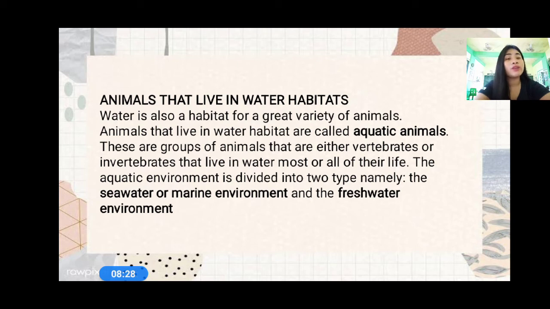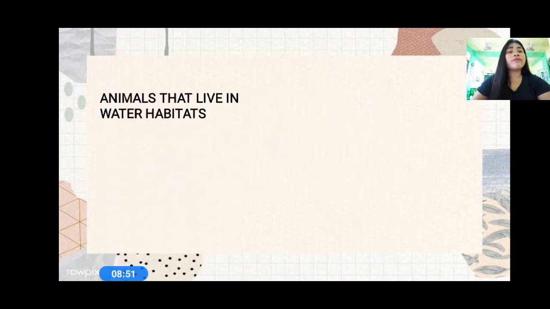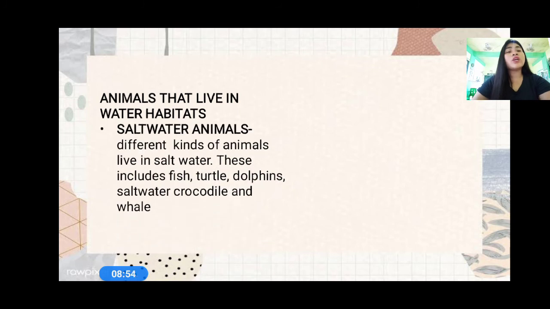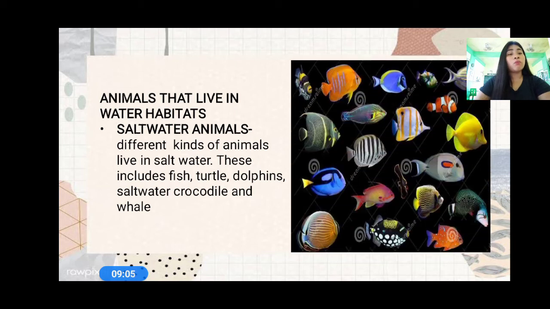Now, the aquatic environment is divided into two types, namely the seawater or marine environment and the freshwater environment. So, in water habitat, we only have two: the seawater or marine environment, and the freshwater environment. Do you understand? Now, different kinds of animals live in salt water. This includes the fish, turtle, dolphin, saltwater crocodile, and whales. So those are the examples. Most of the fishes live in salt water.